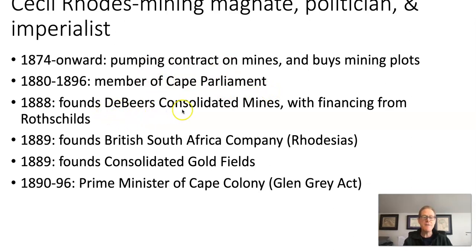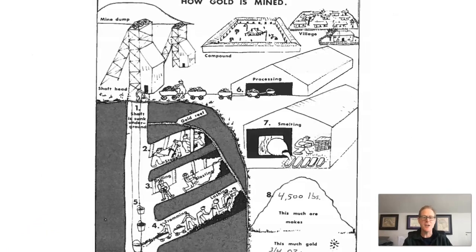And then 1888, he founds De Beers Consolidated Mines with financing from the French Rothschilds. And then in 1889, the next year, he founds the British South African Company, which is going to colonize what becomes known as the Rhodesias, today's Zambia and Zimbabwe. And then after the gold discoveries, he founds Consolidated Goldfields. And from 1890 to 96, he becomes Prime Minister of the Cape Colony. So he's a busy guy, and he's active in business and, of course, in politics. And those are going to be very closely related, as we'll see here.